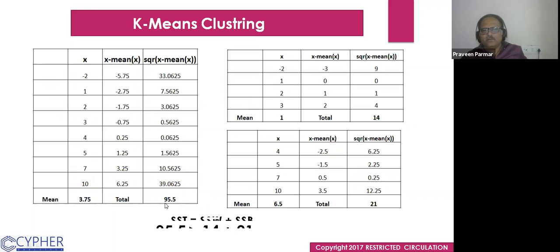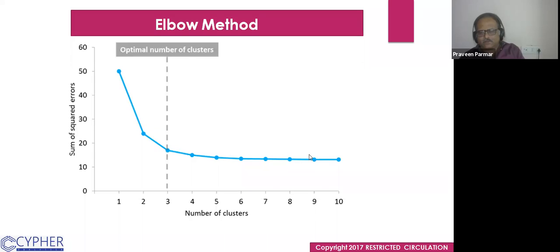SSW, I have 95.5. Now I have divided this into two parts. One I have taken this and one I have taken this. 4, 5, 7, 10 I have taken here, one cluster, and the second cluster is here. Again, I find the mean of this. So I get the mean is 1 here, and here I get the mean is 6.5. I do the same with the data from that graph and I find this is 14, this is 21. If you add these, 95.5 is always greater than 14 plus 21. Got it?